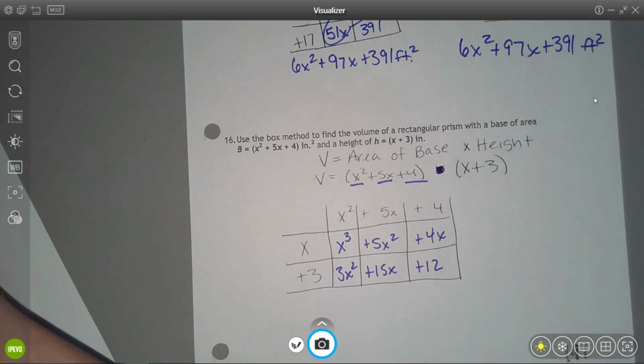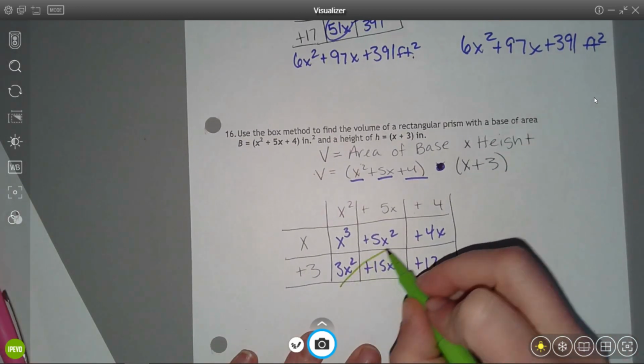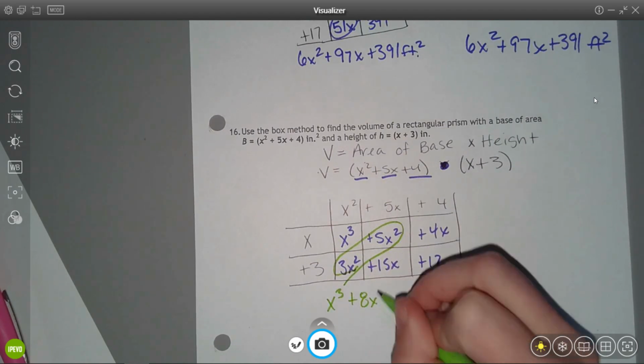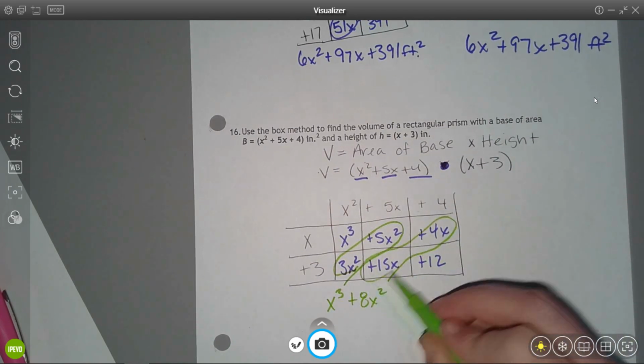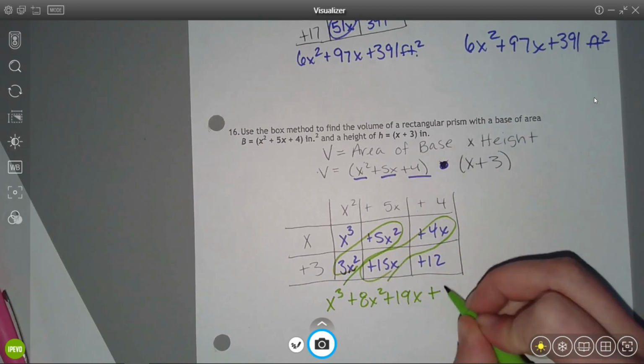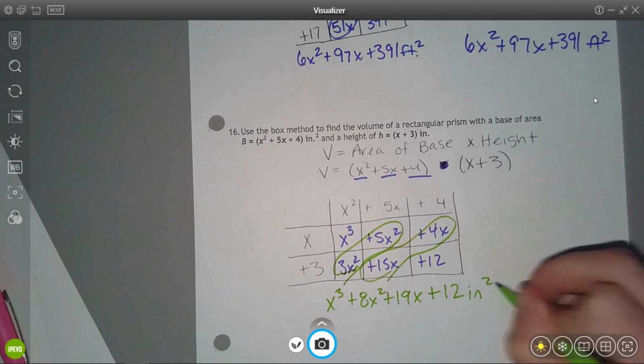And just like we did before, check your diagonals. My squareds come together, so I have x to the third plus 8x squared. 15x plus 4x gives me a plus 19x. And then lastly, a plus 12 square inches.